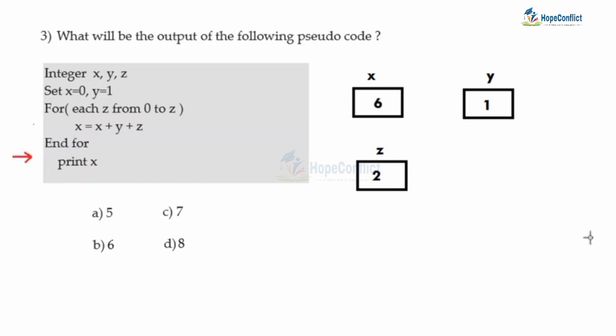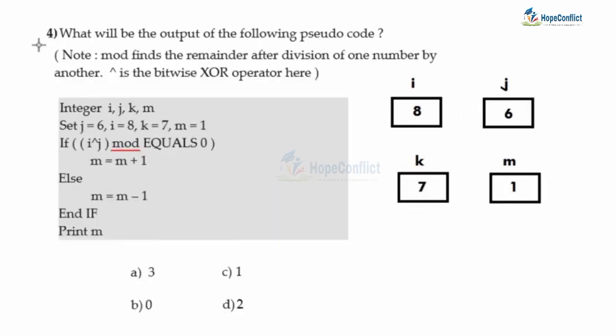After this we will move to the last statement, which is print x. So if we print the value of x, as you can see the value of x is 6 here, which means our answer is 6. Now moving to the fourth question.